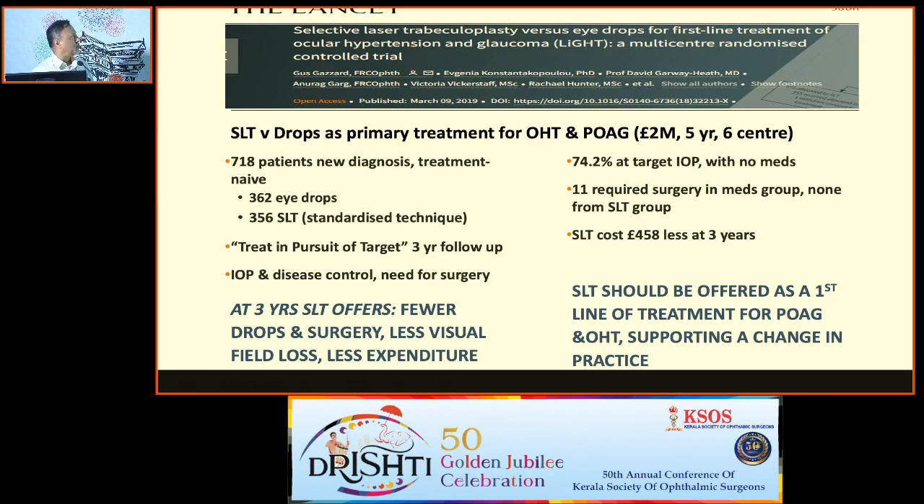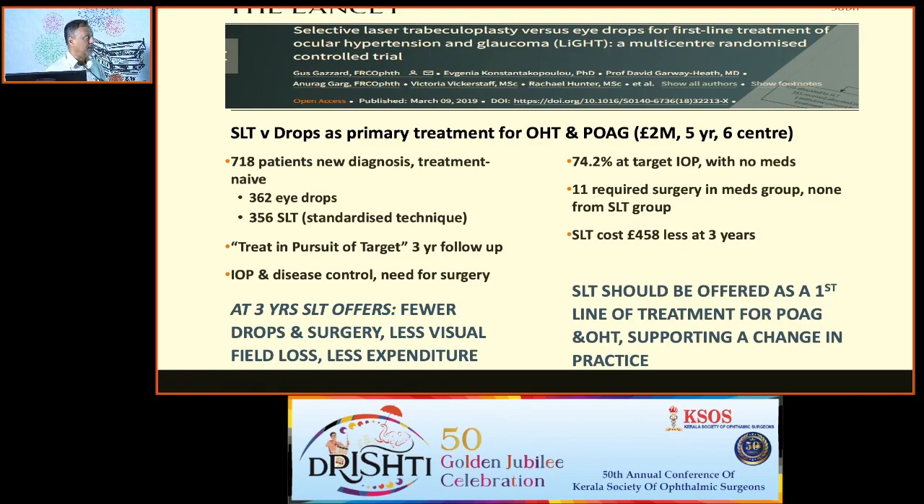I was lucky enough to have reviewed the paper for the NIHR. But this is done by Gus Gazzard and his team at Moorfields, 6 centers. And they randomized 718 patients into 2 groups, 362 with the drops and 356 with the SLT. And they used a strategy of having a target pressure and then treating the patient appropriately to get to that target pressure. And they looked at the intraocular pressure effects, the control of the disease as monitored by all the tests that we do for glaucoma, and the requirement for surgery.